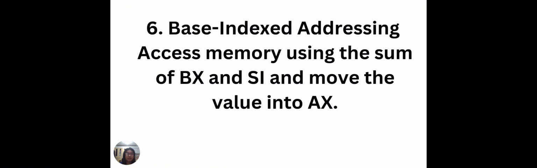The answer for this would be mov AL, [DI+10H] because DI is the index register. The displacement 10H is added to DI to compute the effective address, and the value at that address is moved into the AL register. Next is the base index addressing. In this instruction, we need to access memory using the sum of BX and SI and move the value into AX. The answer for this would be mov AX, [BX+SI] because BX acts as the base register, SI is the index register. The effective address is calculated as the sum of BX and SI, and the value at this address is moved into AX.